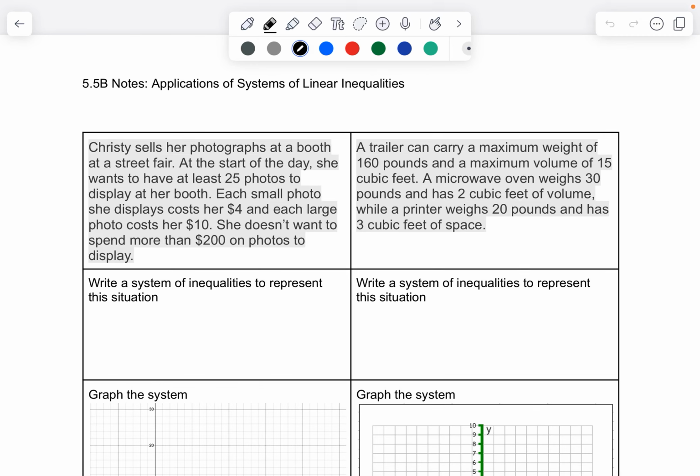Hi friends, today we're going to talk about word problems that involve systems of inequalities.